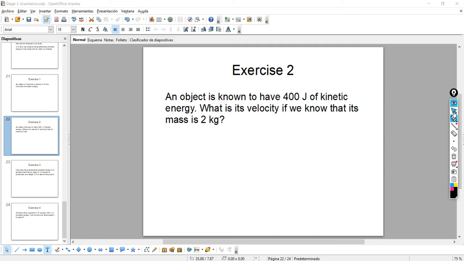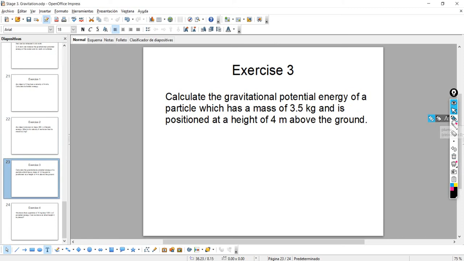Exercise number 3. Now these ones deal with gravitational potential energy. So calculate the gravitational potential energy of a particle which has a mass of 3.5 kilograms and is positioned at a height of 4 meters above the ground. So we have the ground, we have a particle, and we know that the height with respect to the ground of this particle is 4 meters. So the height is 4 meters.